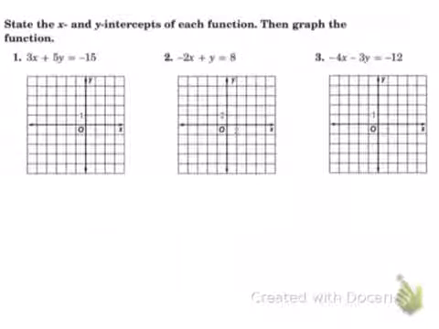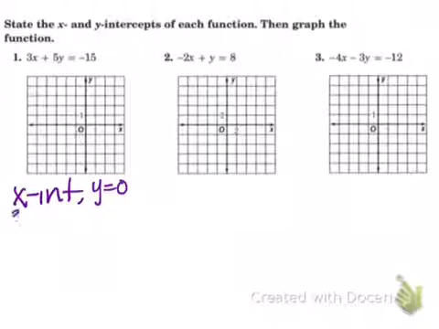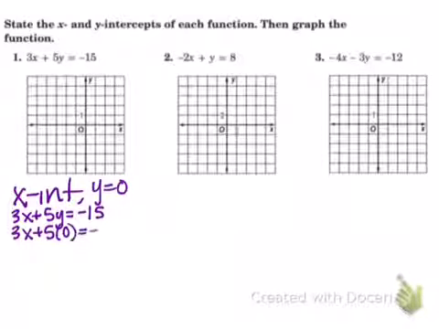Alright, so let's actually work one out. We'll look at number 1 first. We've got 3x plus 5y equals negative 15. So to find an x-intercept, we need to let y equal 0. Alright, so we've got our equation, 3x plus 5y equals negative 15. So now I want y to be 0. So 3x plus 5 times 0. So instead of that y, I'm filling in a 0.